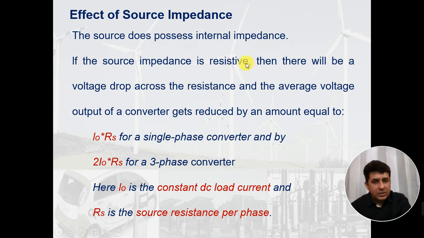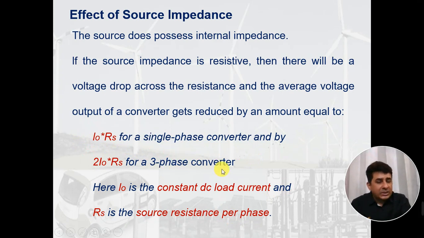small voltage drop. So that means if there is resistance in the source, the average output voltage of the converter will reduce, and it will reduce by this factor I naught into Rs. Now what is I naught? I naught is the current that is flowing through the converter, or you simply call it constant DC load current, and Rs is the resistance of the source. But this resistance here is taken as per phase. So that is why if it is a single phase converter, we will say that the drop in the converter is equal to I naught into Rs.